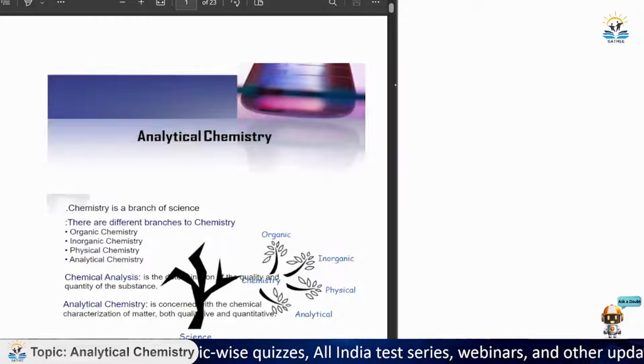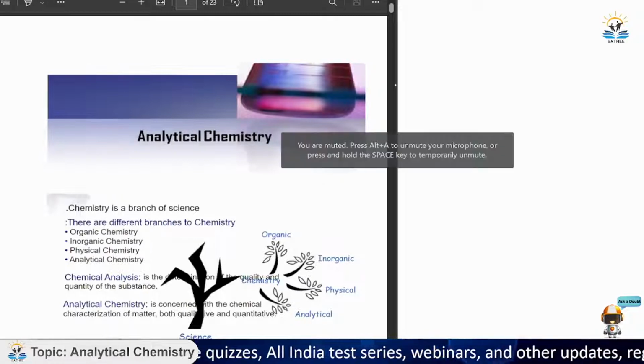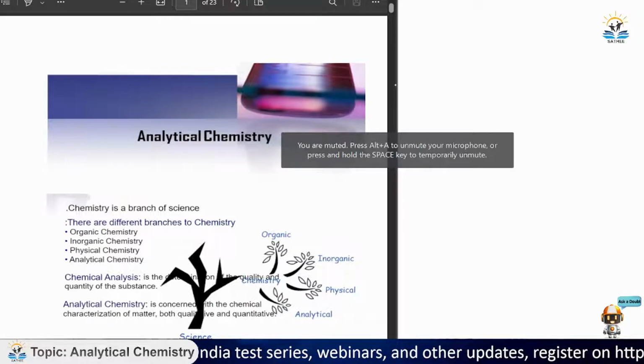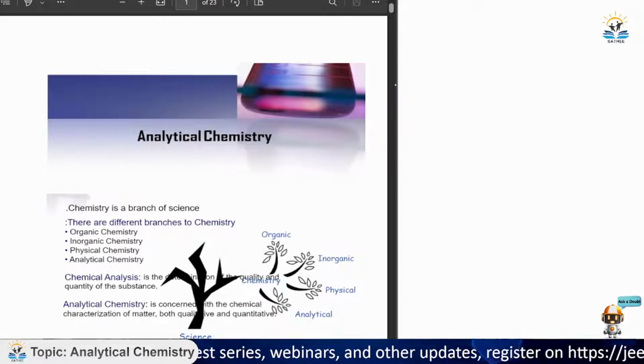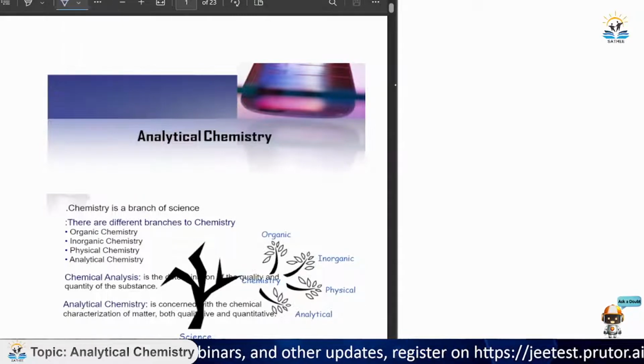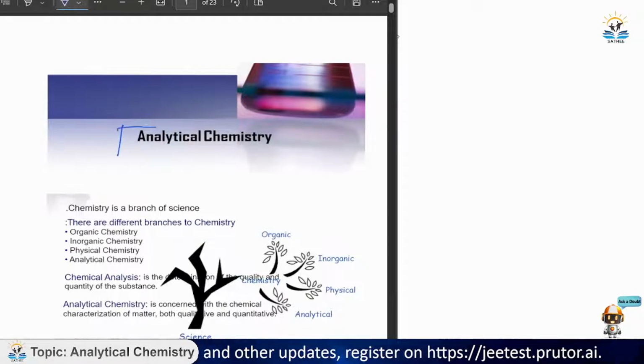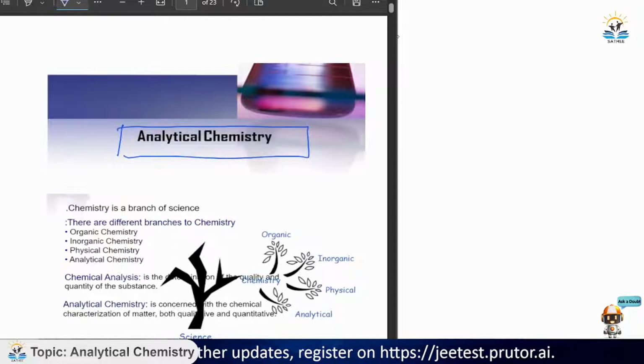Okay, so today we are studying our chapter, it is almost the last chapter of physical chemistry, that is analytical chemistry. Okay, let me open my drawer first, both sides. Okay, so today we will study analytical chemistry.